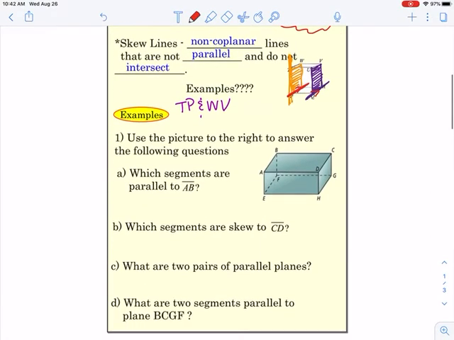Okay, so now we have a new picture and we want to answer the following questions. Which segments are parallel to AB? So AB is right here. Okay, so we're going to have a couple different things that can be parallel here. The line directly underneath it, right here, EF is going to be parallel to AB.